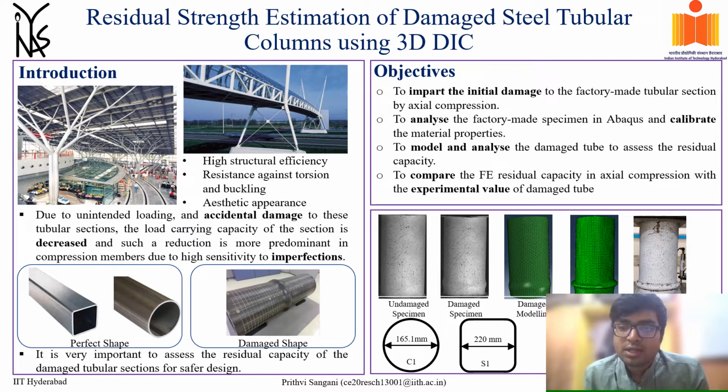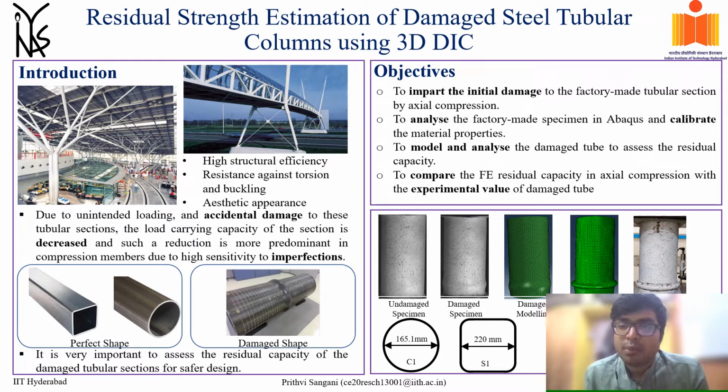Steel tubular columns are extensively used in modern construction due to their high structural efficiency, resistance against torsion and buckling, aesthetic appearance, etc. Due to accidental damage or unintended loading conditions, the load carrying capacities of these sections is reduced. It is easier to predict the capacity of perfect geometry or shapes when compared to the damaged or the deformed shapes of the specimen.